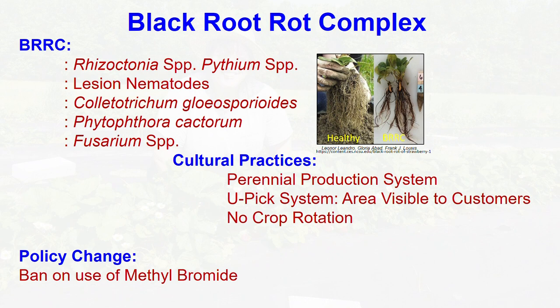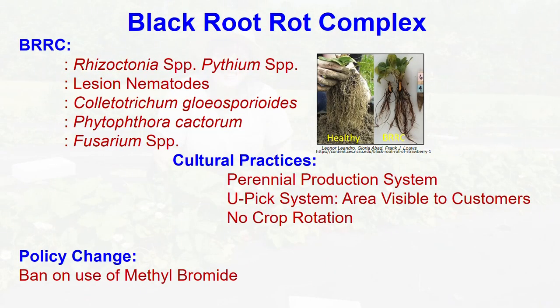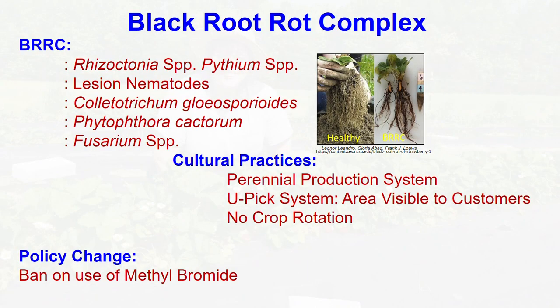Most of the time it's cultural practices which can cause accumulation of inoculum in our soil. For example, perennial production system or matted row system in which we cultivate strawberries for more than 1 year or 2 years. Then the U-pick system. Why U-pick system? Because we want to attract customers, right? And we specially choose a particular location where people can see, and year after year we grow strawberries at the same location. Third reason is no crop rotation and policy change. There is a ban on use of methyl bromide. These are some of the reasons which are responsible for this BRRC.